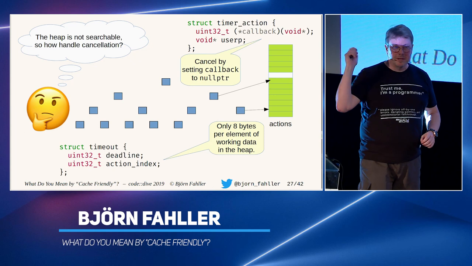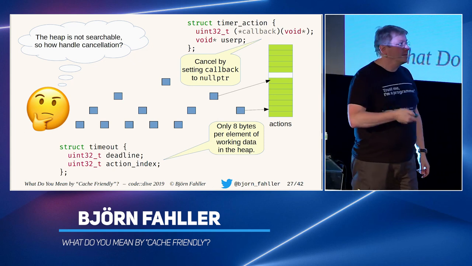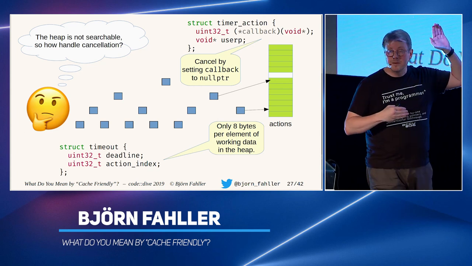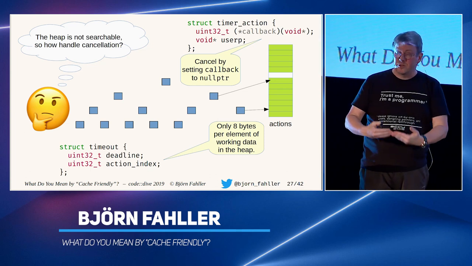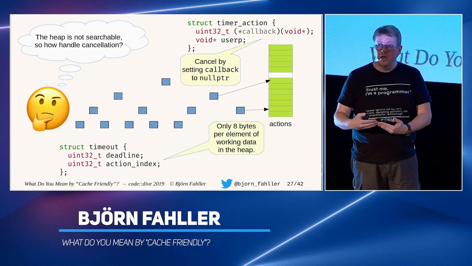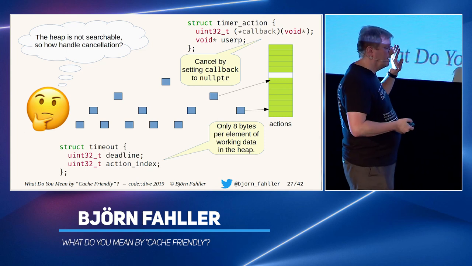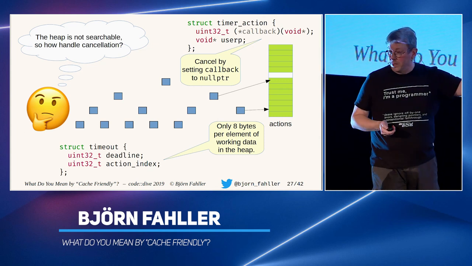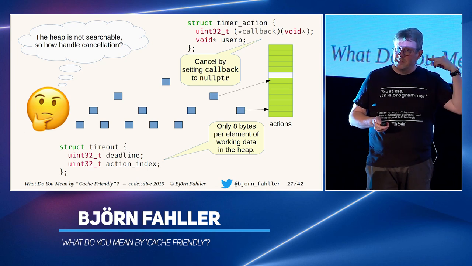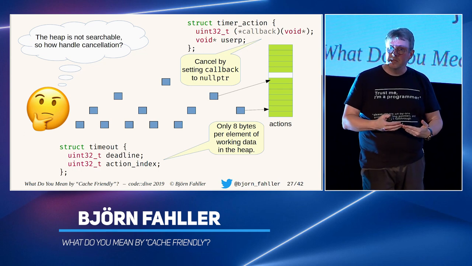And we cancel by just setting the callback to null, because that doesn't make any sense anyway. A problem with this is obviously that when you cancel, in all previous examples, cancellation meant that the data structure shrunk in size. This one remains the same anyway. So in this program that I had that exercises this structure, we could see that we canceled half of them. So this means that this data structure will now be twice as large as it used to be.